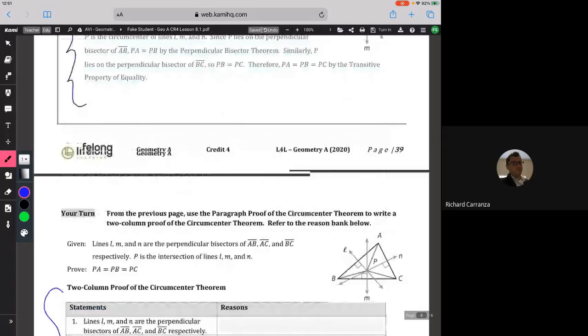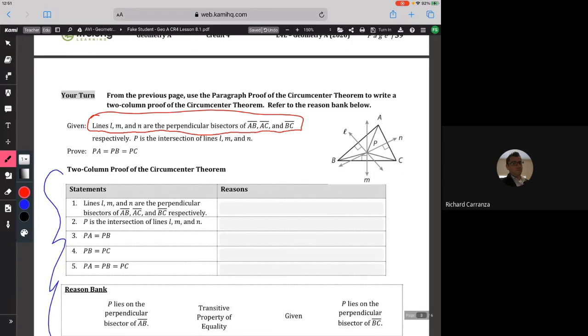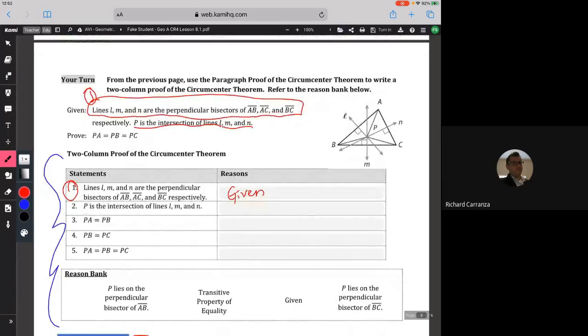So if you go back here, it says given lines L, M, and N are perpendicular bisectors of AB, AC, and BC. P is an intersection of lines L, M, and N. If you look at number 1, it's exactly what the given is. So we're going to go ahead and write down given. And if we look at number 2, that's actually another given, because it's also there. And then number 3 is saying PA, this line right here, is equal to PB.